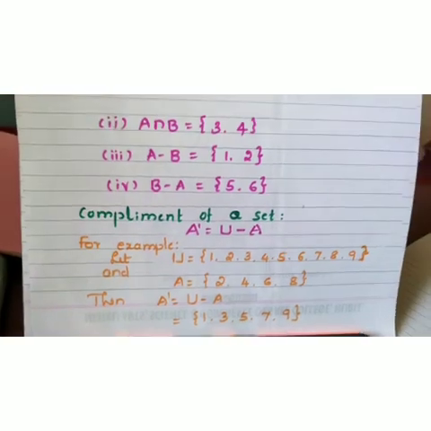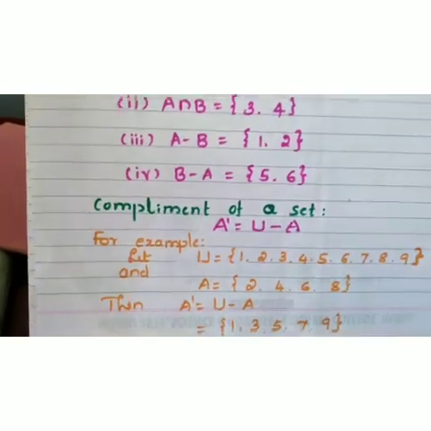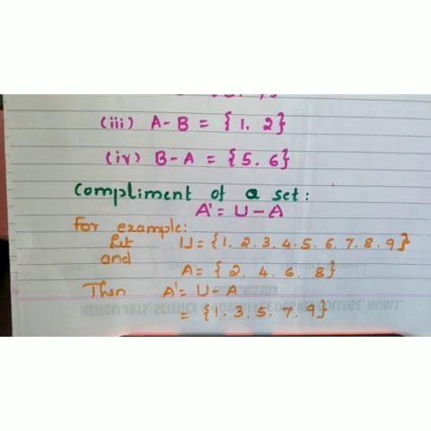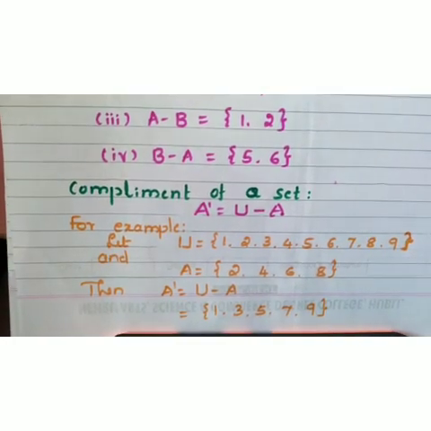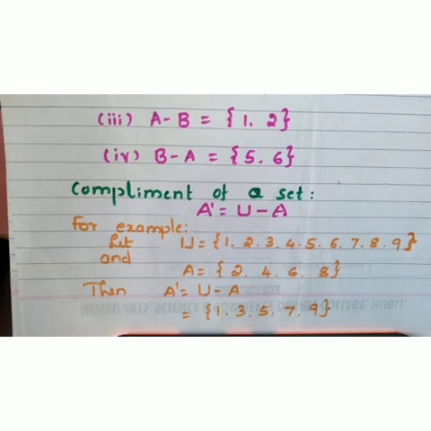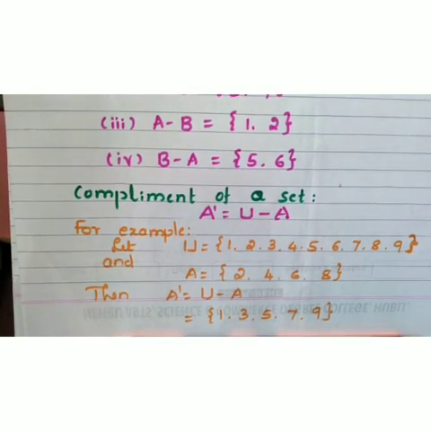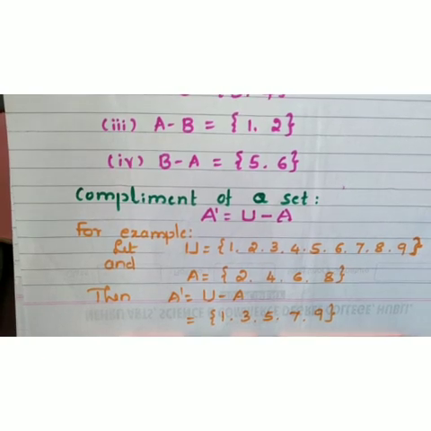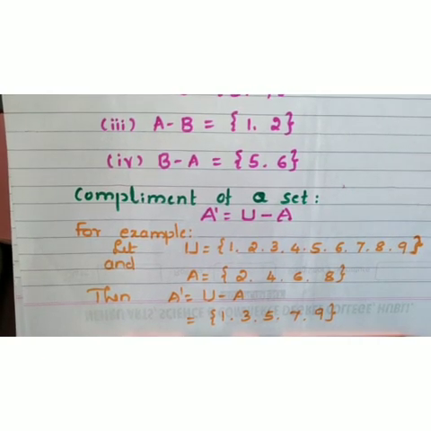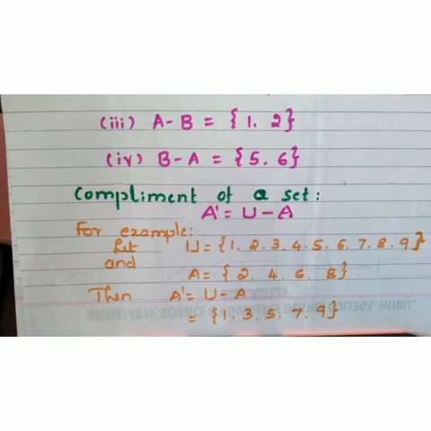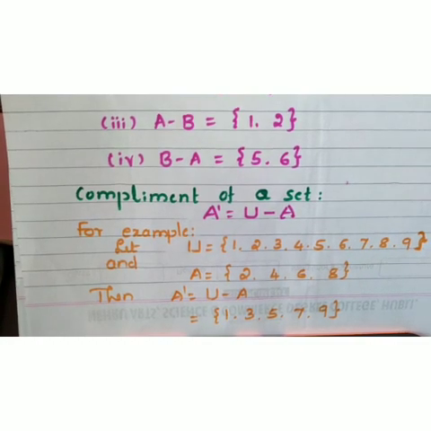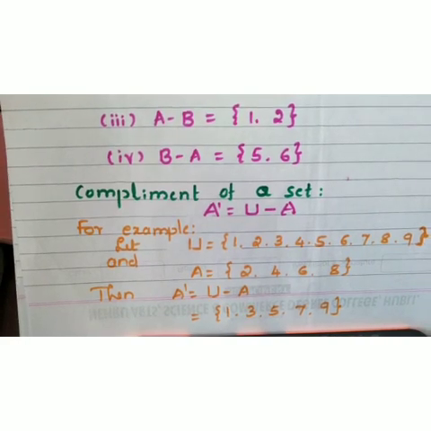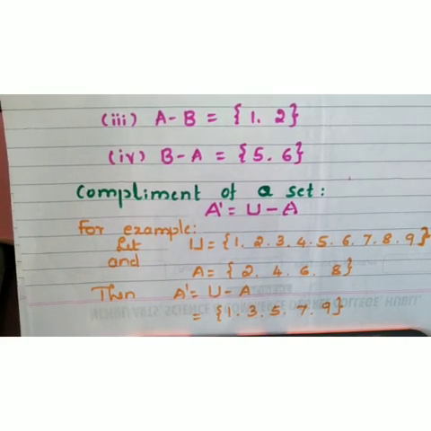Next, to define the complement of a set. For the definition of the complement of a set, you need a universal set. Universal set means a big set. If A is any non-empty set, then the complement of A is written as A dash. A dash is defined as U minus A. What do you mean by U minus A? The elements of U other than A. A dash is the set containing the elements of U other than A. Then it is called the complement of A.